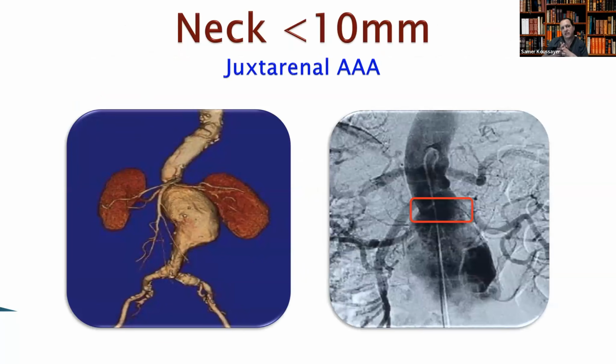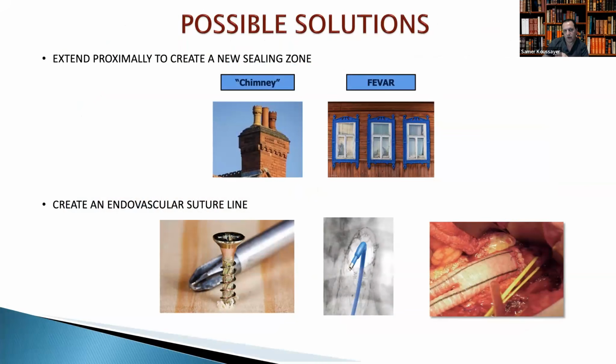Okay, so what about if the neck is short, less than 10 millimeters? It's called juxtarenal aneurysms. How do we deal with that? Here we have 2 options. Either you need to get a landing zone, because you don't have one, so you can do a chimney EVAR. Or you can use EndoAnchors, because EndoAnchors are approved for a 4 millimeter neck. I'm going to talk about that later on. Or you can always do surgery if the patient is a good fit for surgery.